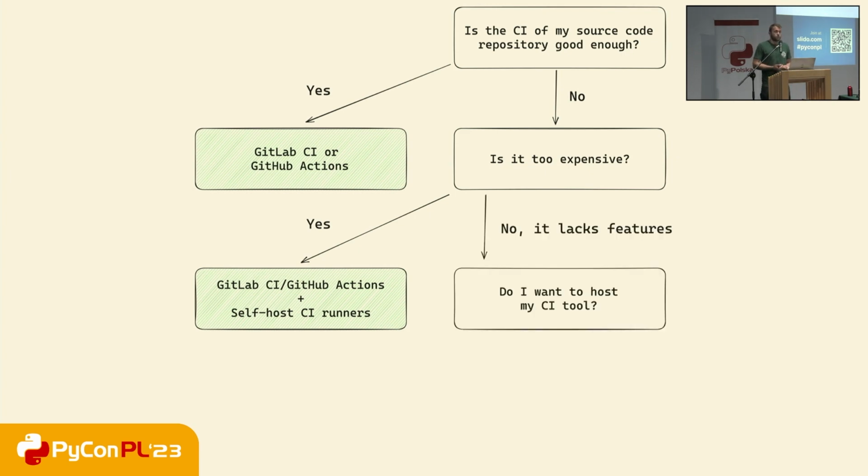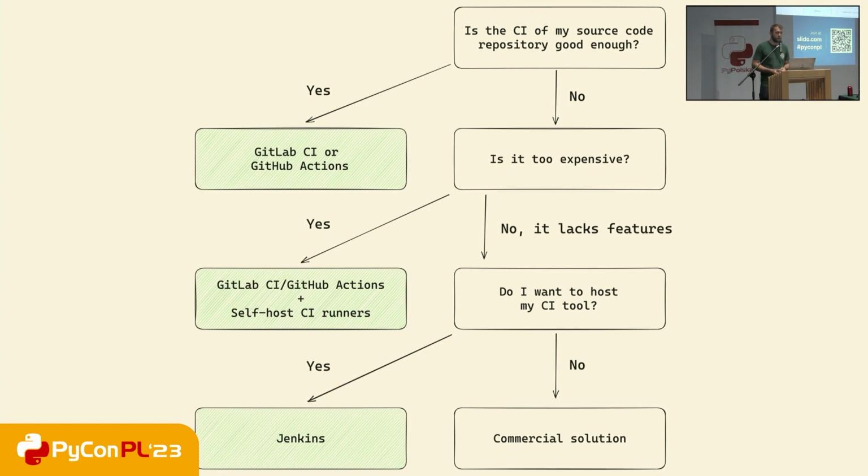If, on the other hand, it's not about the cost, but you find that GitLab CI or GitHub Actions are missing some features, then you have to ask yourself, do I want to host and maintain my own CI tool, or do I want to pay for a commercial one? If you have time to maintain your own CI installation, then Jenkins is a de facto open source CI platform that is very extensible with all the plugins and configuration options. So it's a very good choice, and it's actually used by a lot of large organizations. On the other hand, if you don't want to spend time maintaining a Jenkins server, you just use one of the commercial solutions that has the features that you need.